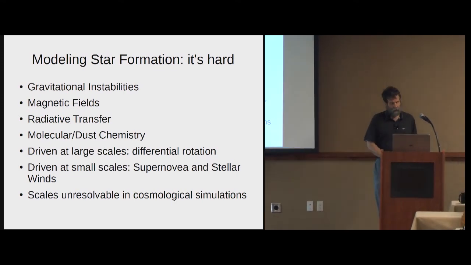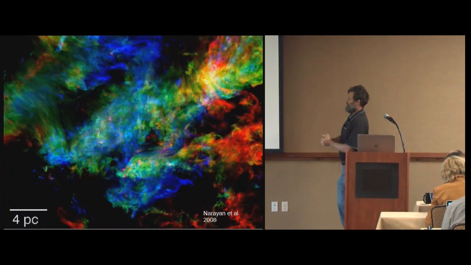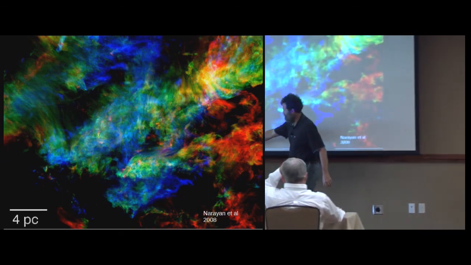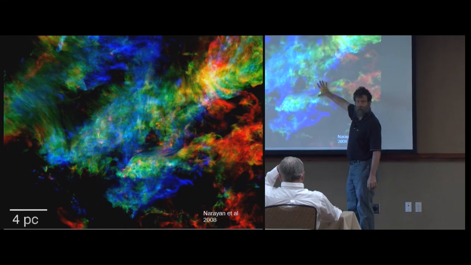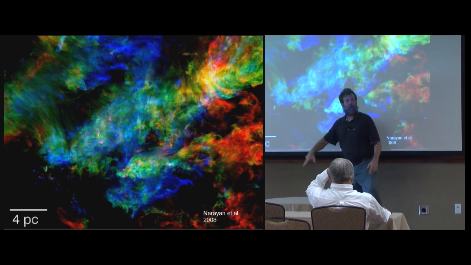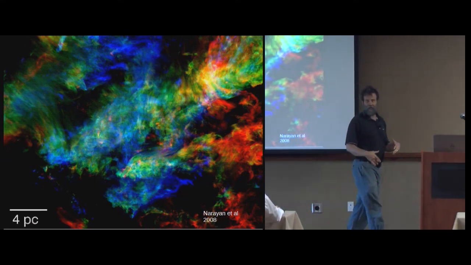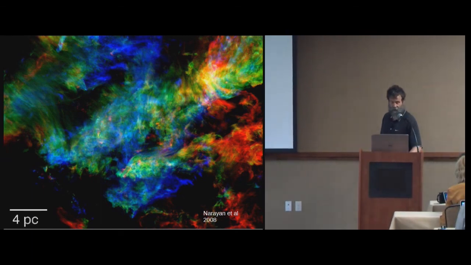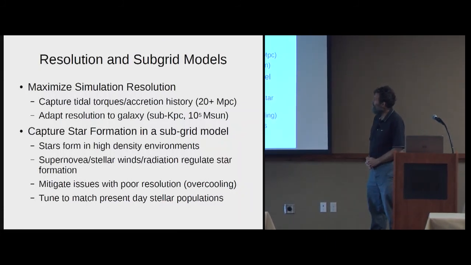So what do we do? Well, we hide all that. Here's sort of pictorially what the problem is. The key thing is that this is 4 parsec scales. This is a picture of the molecular gas in a star-forming region. 4 parsecs, and we're trying to model kiloparsecs to megaparsecs to hundreds of megaparsecs. How could we possibly resolve that? Well, we resolve that with subgrid models.